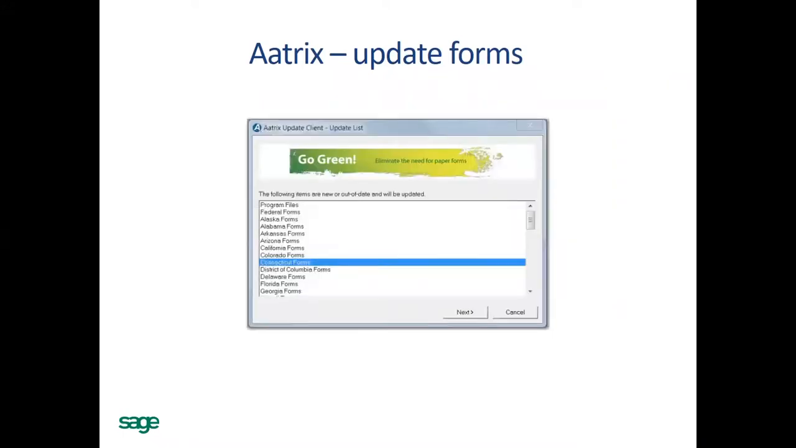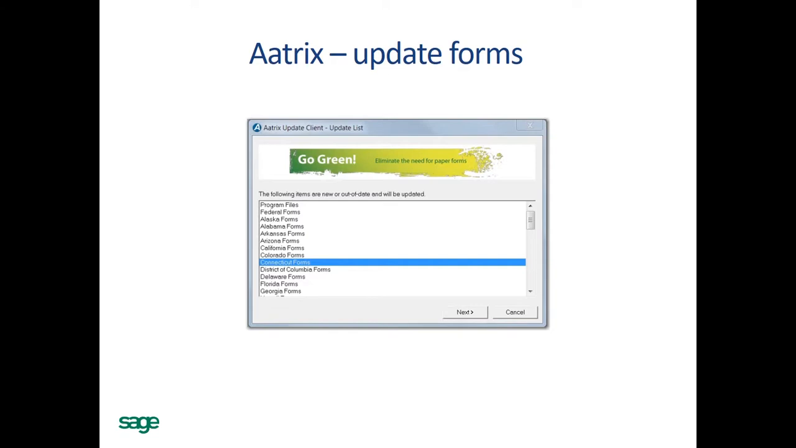And then what you'll see on the next screen is a list of the forms that have changed. It'll go through and compare what's on your system to what the current forms are on their system. If there's any mismatch, it's going to show you which ones need to be updated. Once that list is complete, you'll get buttons at the bottom where you can hit the next button and it will go ahead and update.